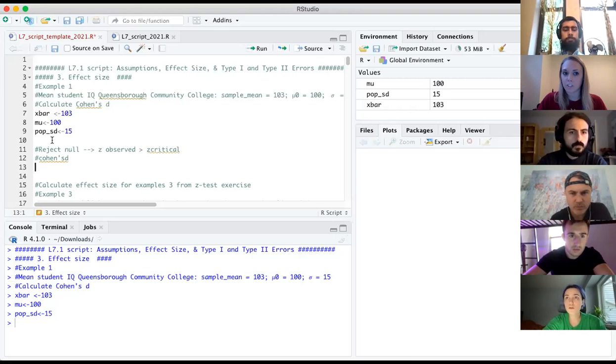And then, if you do reject the null, then you calculate effect size. So for Cohen's d, we'll just call this d here. We want to take X bar minus mu. Oh, this is S bar, isn't it?